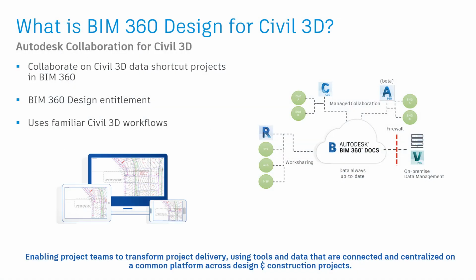So BIM 360 Design for Civil 3D is a collaboration platform that enables Civil 3D data shortcut projects to be stored inside of BIM 360. It's used for all project stakeholders who need the ability to collaborate with the entire team, to find, view, comment, and approve project information. BIM 360 Design is for engineers, contractors, and extended team stakeholders who need to securely collaborate in real time on Civil 3D projects and project deliverables.